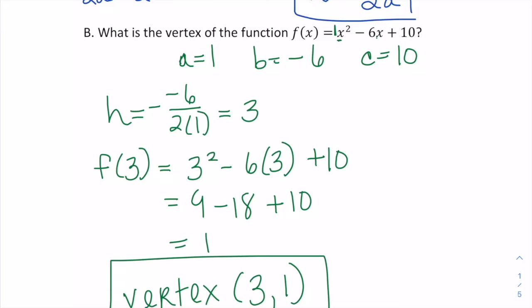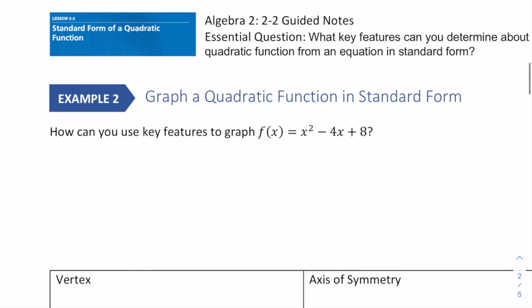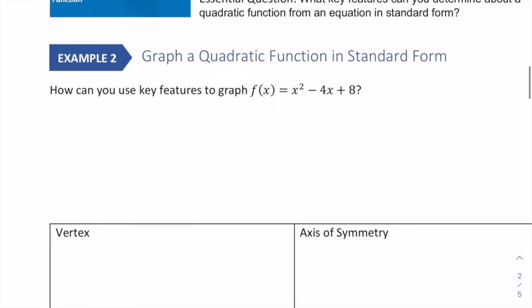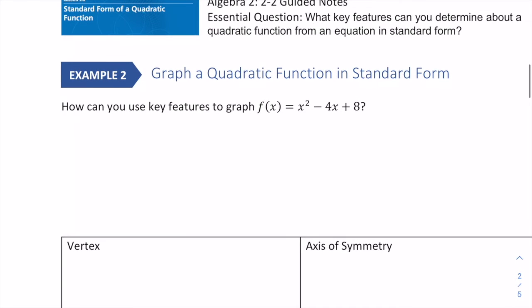Okay, let's go to the next example. For this next example, we're given the equation in standard form, and we want to identify the key features so that we can graph it. So I listed the key features that we want to make sure we can identify: the vertex, the axis of symmetry, and the intercepts. So I'm going to use h equals negative b over 2a to help me find that vertex.